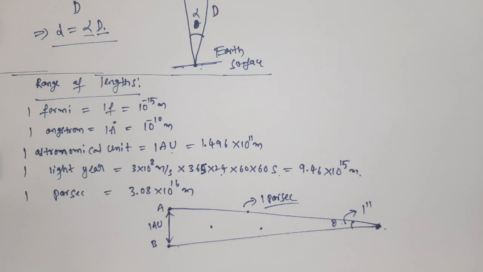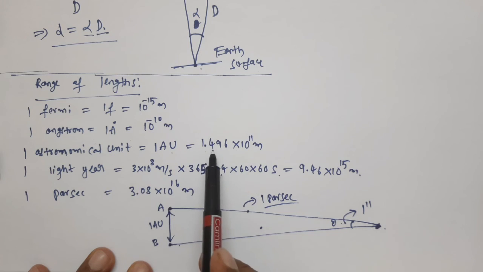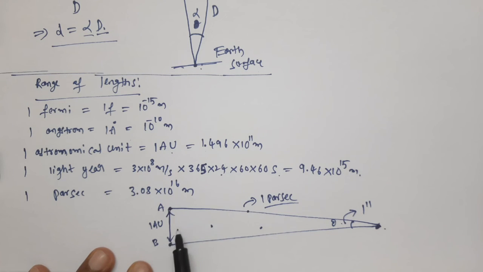So first we have to choose 2 points in space, and the distance between the 2 points must be 1 astronomical unit. What is the distance? 1 AU, 1.496 × 10^11 meters. Now we have to move a middle point and move away from the 2 points until the angular separation of the 2 points is 1 arc second. Then we stop here. Then the distance from the observing point to A, or to B, is called a parsec, and the value is 3.08 × 10^16 meters. This is the longest unit of length which we use.